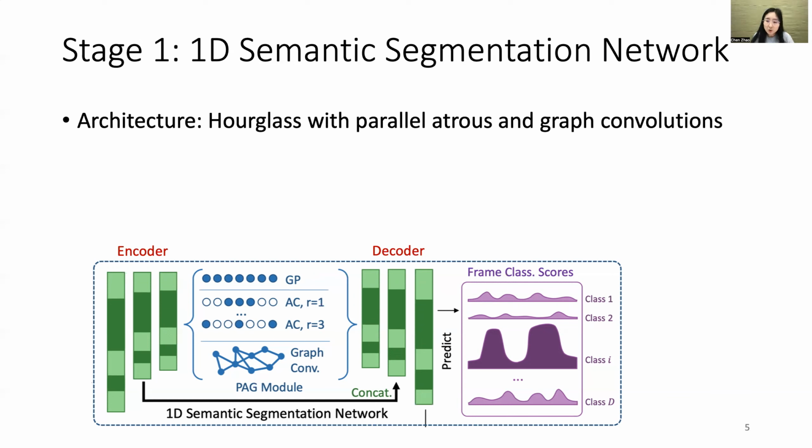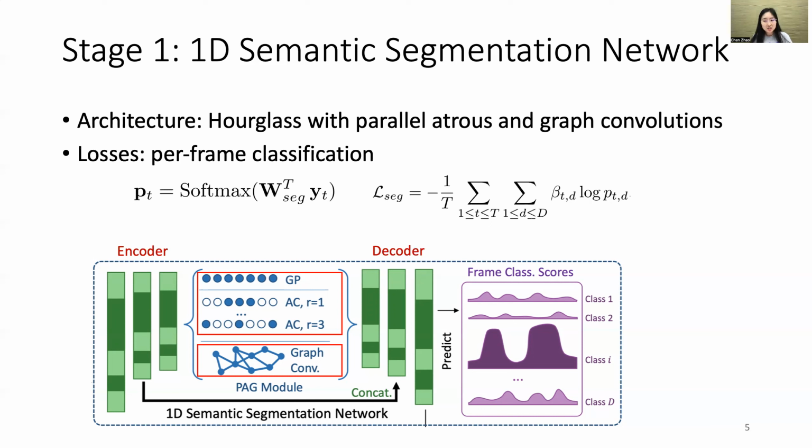To connect the encoder and the decoder, we design parallel atrous convolutions with different dilation ratios, and a graph network that models each snippet as a node. The loss in this stage is per-frame classification loss, implemented with cross entropy.